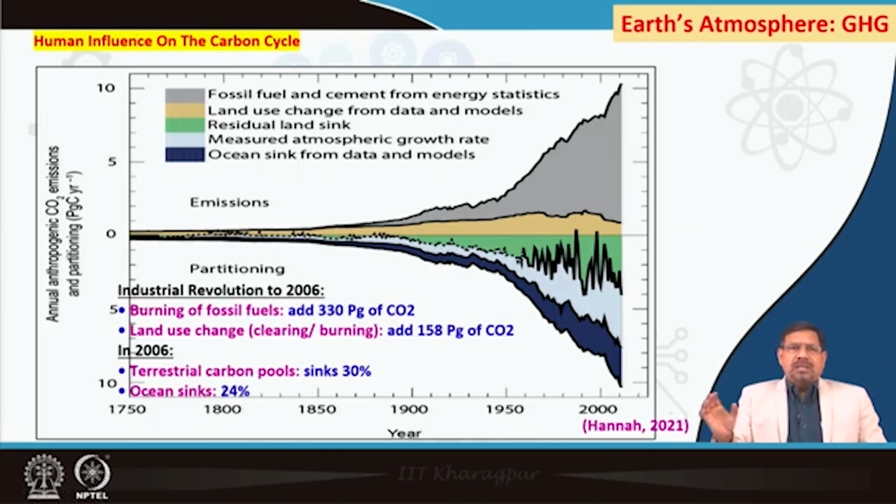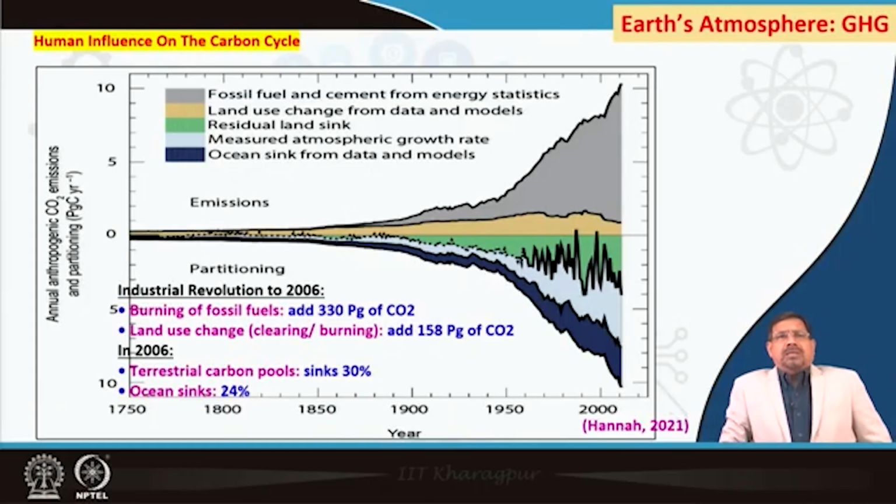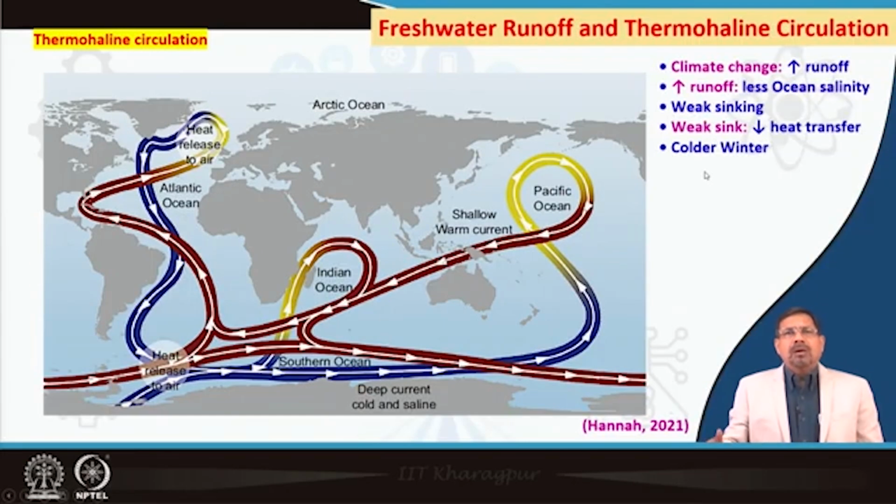So, this slide very well indicates, or convinces us, that human influence on the carbon cycle is more prominent, or in general in terms of greenhouse gas emission is more prominent. Now, move on to the third one, that is the thermohaline circulation.